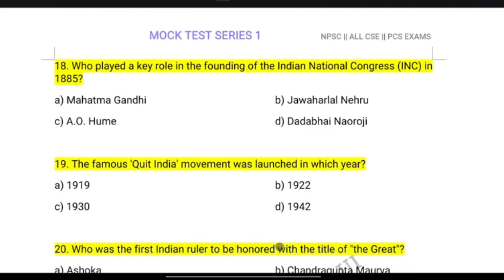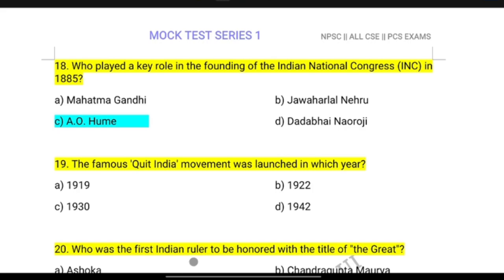18. Who played a key role in the founding of the Indian National Congress in 1885? Answer. C. A. O. Hume. Explanation. Alan Octavian Hume, a British civil servant, played a key role in the founding of the Indian National Congress, which would later become the major political party in the Indian independence movement.